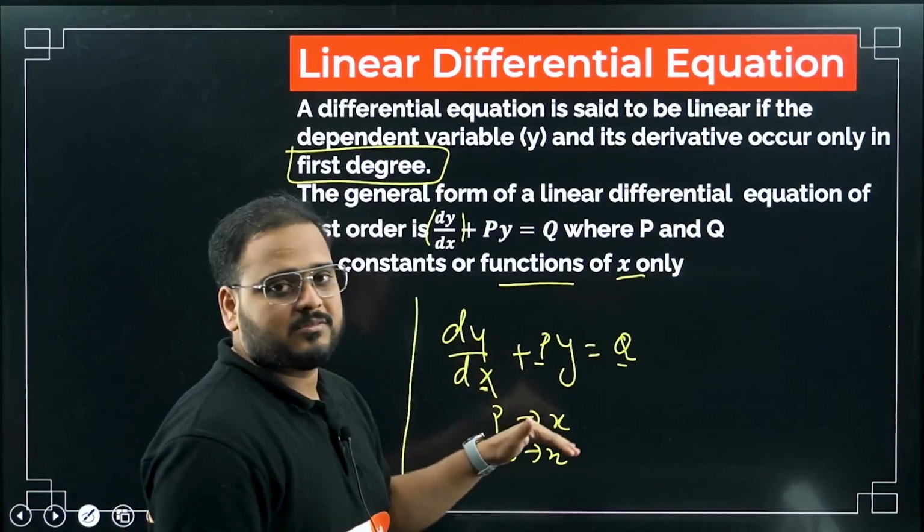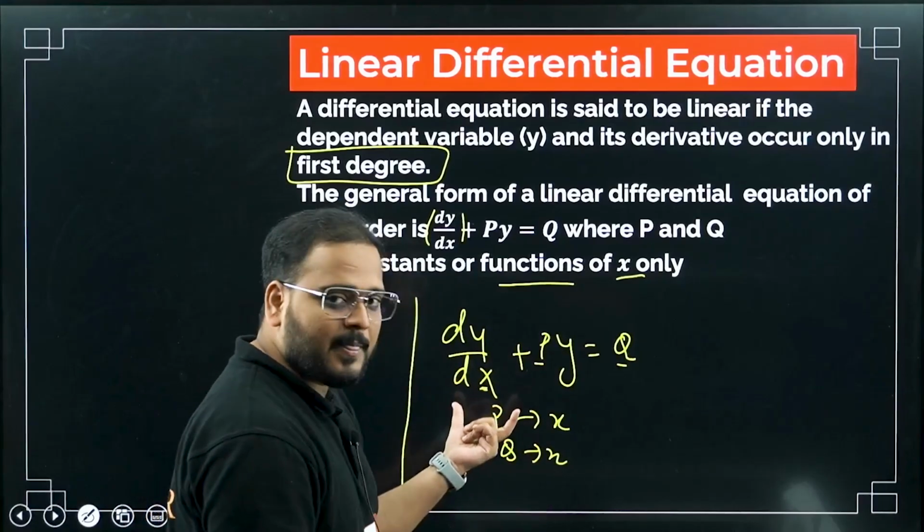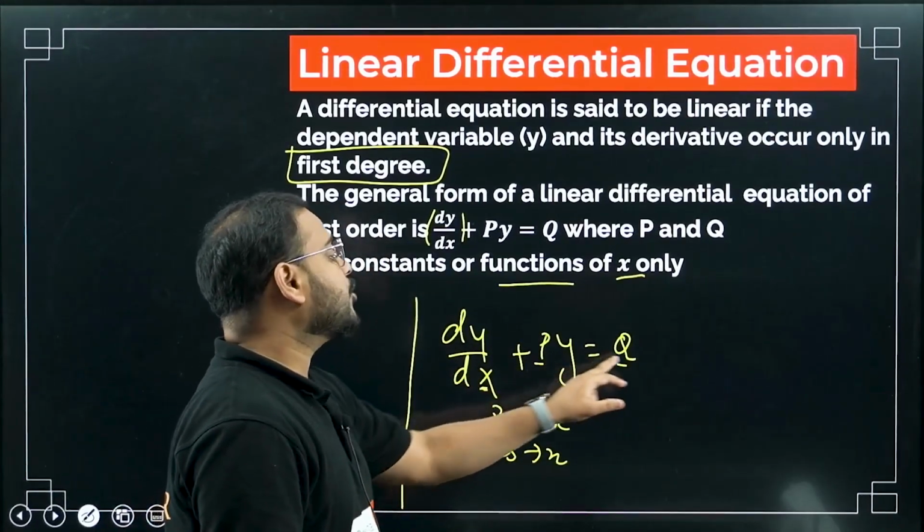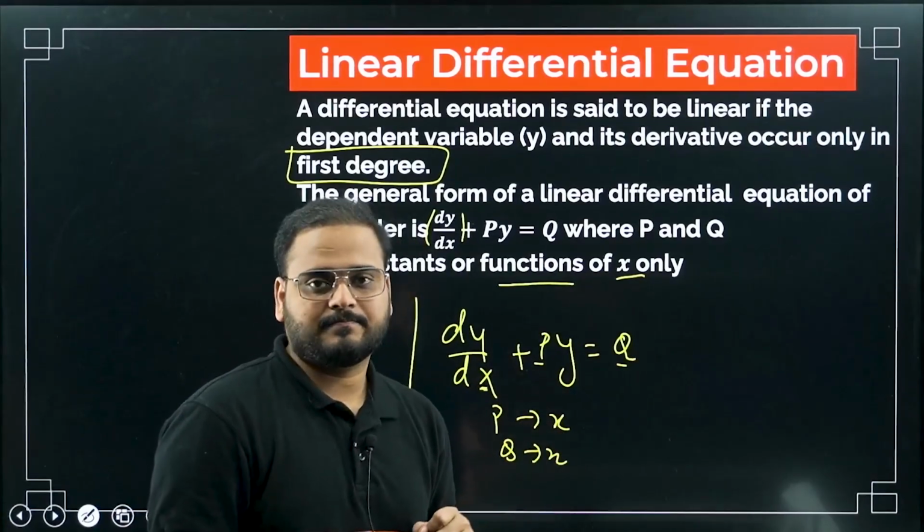You have to reduce the given differential equation into this form, provided that if this is the independent variable over here, p and q will be the function in the same variable. I hope this is clear.